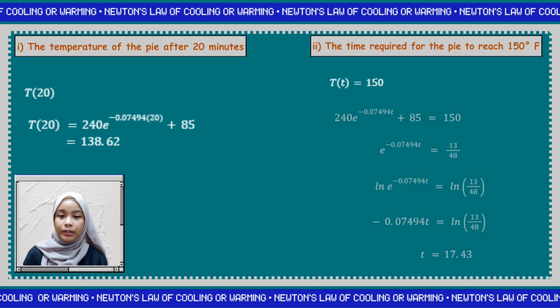Move to the next question. Determine the time required for the pipe to reach 150 Fahrenheit. This can be written as T(t) = 150, which means we need to solve for t. After substituting the value, we have the equation 240e^(-0.07494t) + 85 = 150. Leave the exponent on the left side and add natural log on both sides. Cancel out the exponent on the left side. Then we have -0.07494t = ln(13/48). Solve for t and the answer is 17.43.